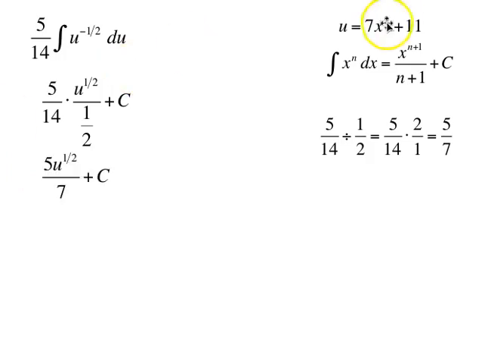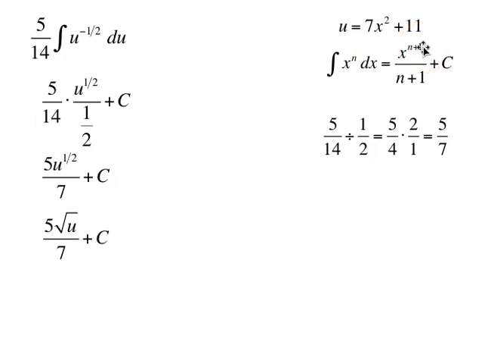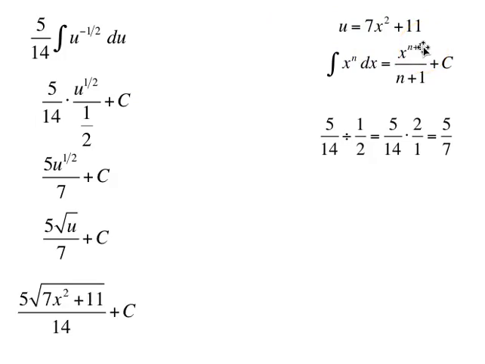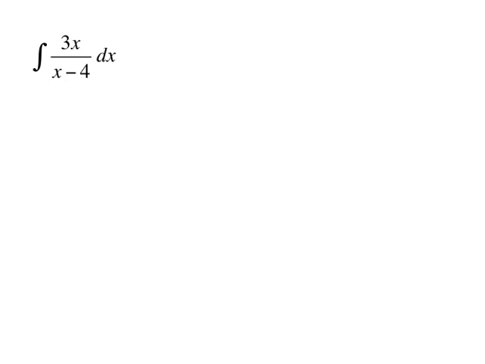But what is u? u is 7x squared plus 11, so it's 5 times square root of u over 7, 5 times square root of 7x squared plus 11 over 7. And that is fixed. So our final answer is 5 times the square root of 7x squared plus 11 all over 7. Our next question is the integral of 3x over x minus 4.